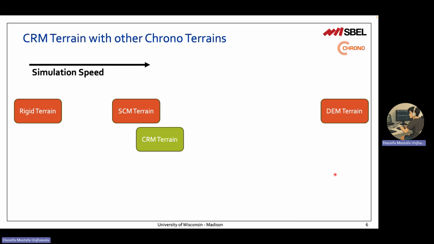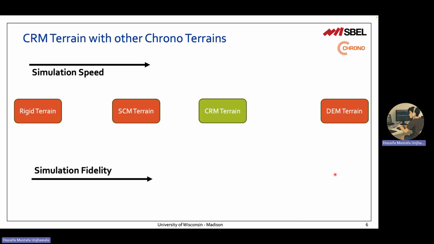And then on the extreme right, you have the DEM terrain, which is much slower than the CRM terrain and much slower than the rigid terrain because of the high degree of freedom count, because you're modeling each and every particle.